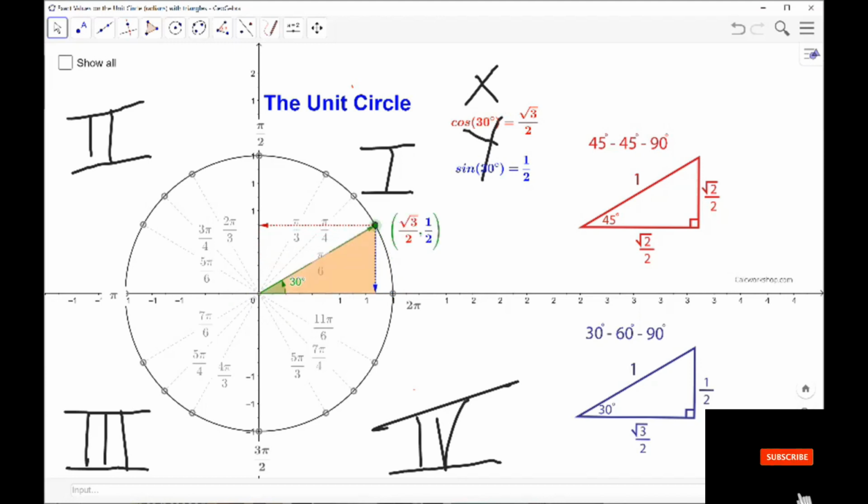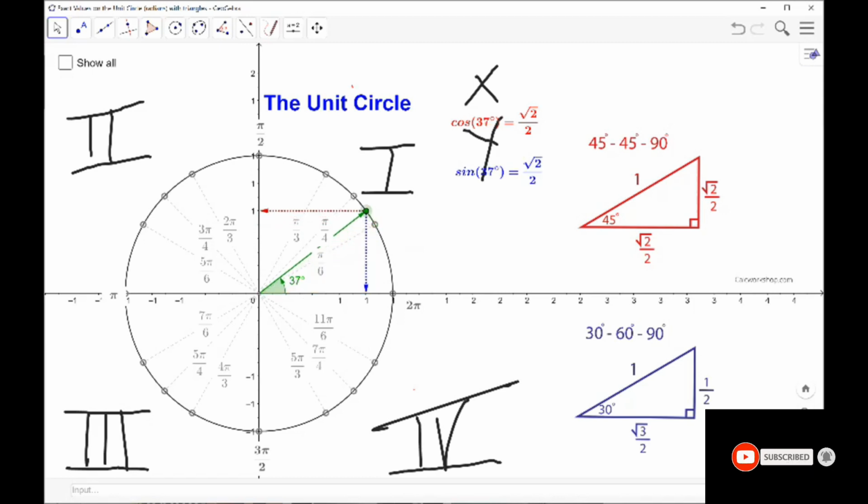Now if I drop a perpendicular to the x-axis, we have a 30-degree angle, which corresponds to a 30-60-90 triangle. So the x coordinate will be square root of 3 over 2. The y coordinate will be 1/2. So in other words, the sine of 30 will be 1/2, and the cosine of 30 will be square root of 3 over 2.